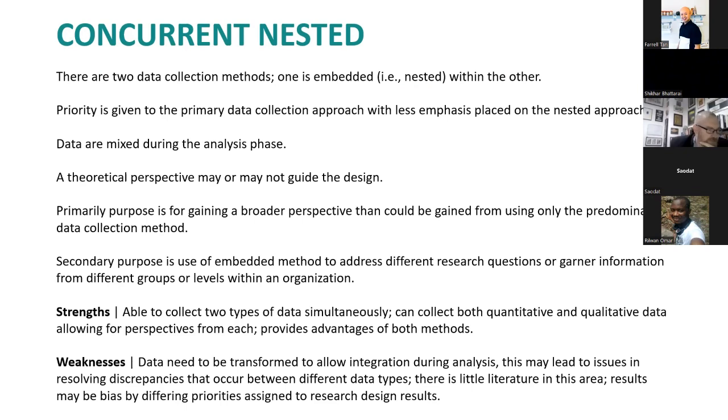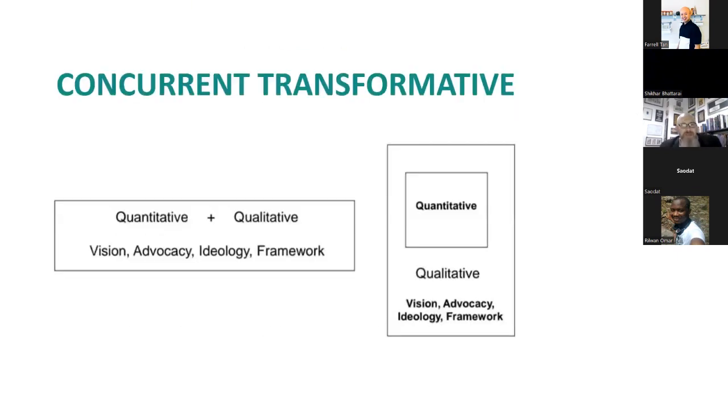Sorry, I should say the weaknesses, there may be bias in results because of the differing priorities that we assign to research design and the results that it gets from it. We then have concurrent transformative, two concurrent data collection phases that might work in a very different way. So in actual fact, we're using mixed methods on a multiple scale, which becomes, again, complicated for an early career researcher.